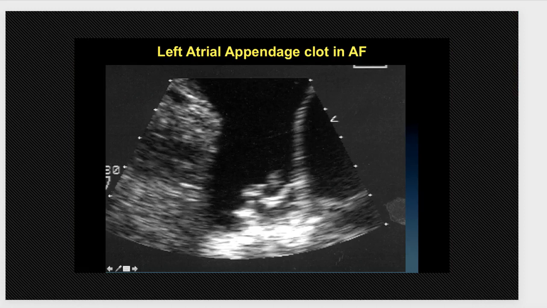This is just an echocardiogram picture that shows a clot that has formed in the left atrial appendage.